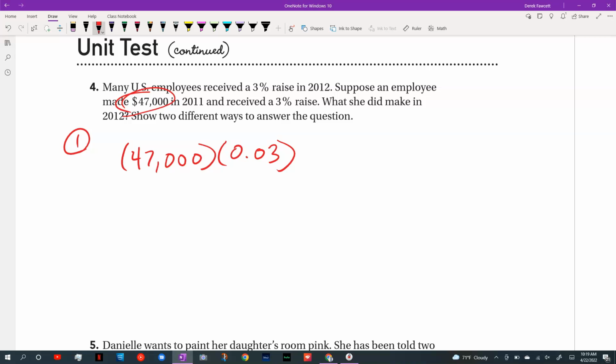This person would be making millions, right? Not millions, but actually yes, because it would be a 300% raise. So close to it. Like I want a 300% raise. That'd be great. But it's not. It's a 3% raise. So then you would take that, which ended up being, what was it, 1,410. So that number is how much more she makes. So then you need to add it to how much she made previously. That's the 47,000. And you get 48,410.